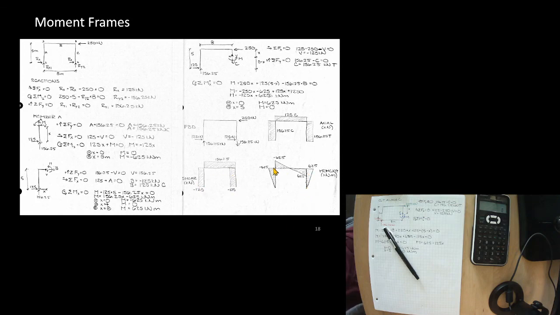And then look at this. Because these corners are moment connections, this moment has to transfer into this column. So it has to come out of this beam and transfer into this column. So these two values have to be the same. And we proved that that is the case.